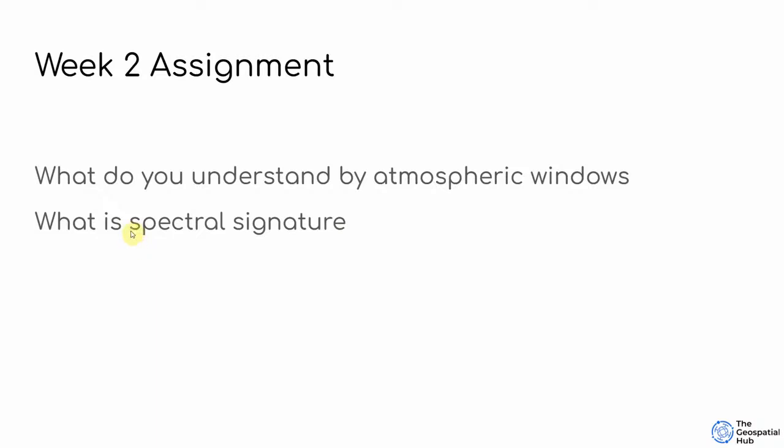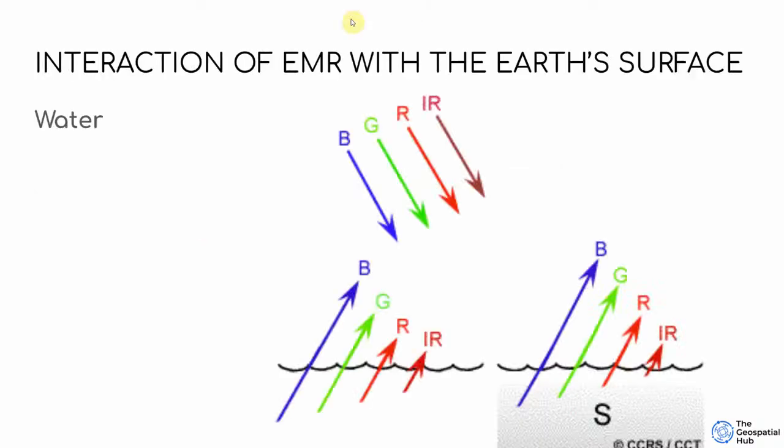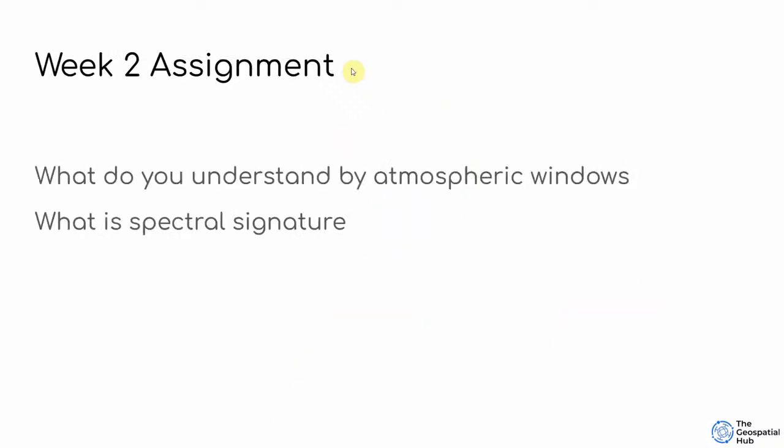That's why I gave this assignment. If you do due diligence on this assignment, you'll understand more about the interaction of the electromagnetic energy with different earth surfaces. The way it interacts differs from target to target. Say we have leaves, say we have water, say we have soil, and the likes. So I just want us to do this assignment.